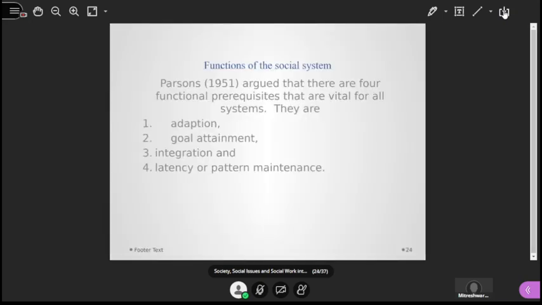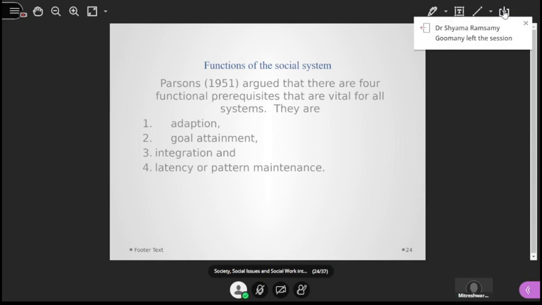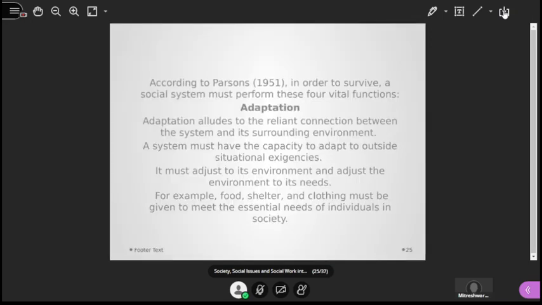So what are the functions of the social system? A person argued that there are 4 functional prerequisites that are vital for all systems. They are adaptation, goal attainment, integration, and latency and pattern maintenance. According to Watson, in order to survive, a social system must perform these 4 vital functions.